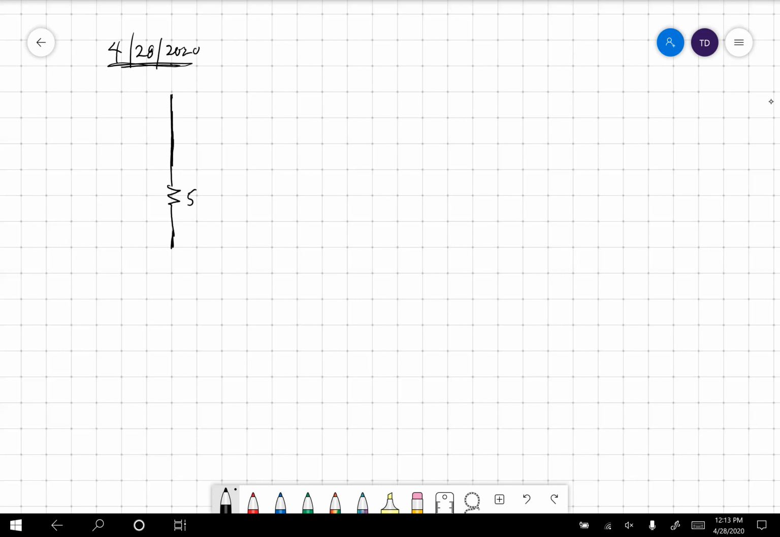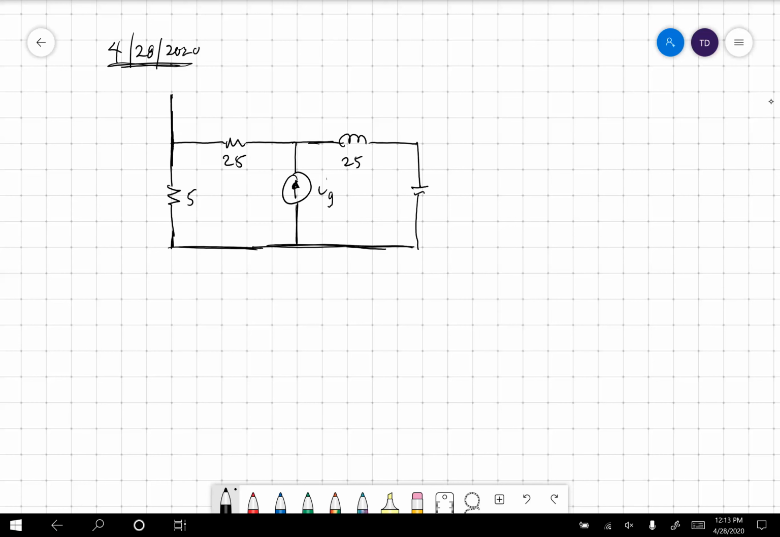Five ohms. 25. RG. 25 henries. Capacitor. The capacitor is 20 milli, and then 20 iC up at the top here. Dependent source. It's plus 20 iC.